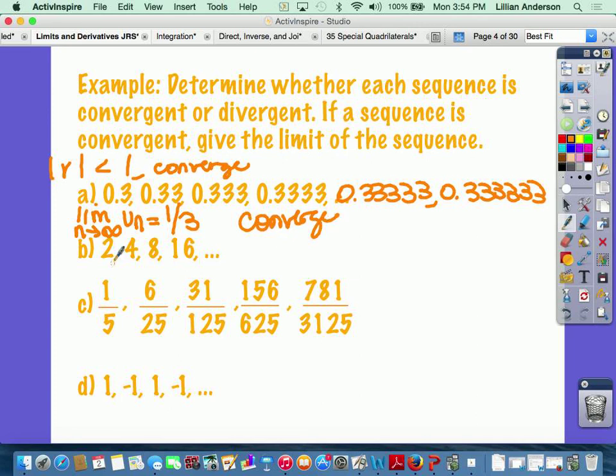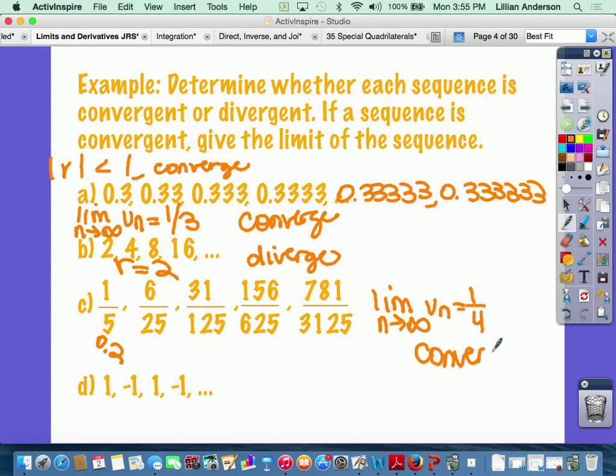All right, the next one, r is going to be 2, because you're multiplying by 2 each time. In this case, it's going to diverge. Here, look at this one. If you can't figure this one out, convert it into decimals. This one's 0.2. What is this as a decimal? And you'll see that this one is actually getting really close to 1/4. So the limit as n approaches infinity is going to be 1/4, and so this one converges. And the last one you see is oscillating, so this one is going to diverge.